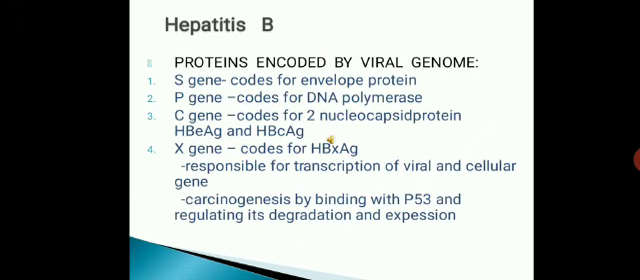Hepatitis B virus genome has many types of genes, mainly 4 types. S gene codes for the envelope protein, P gene codes for the DNA polymerase, C gene codes for the capsid. There are 2 types of nucleocapsid protein, HBeAg and HBcAg. There is the X gene which codes for the HBx antigen.